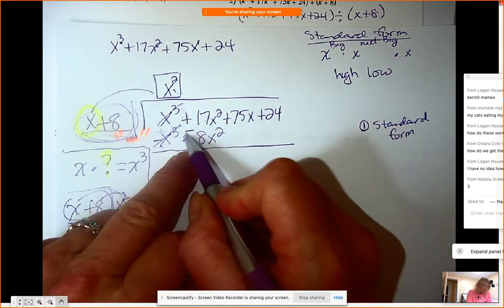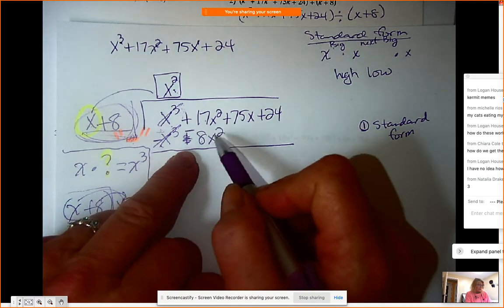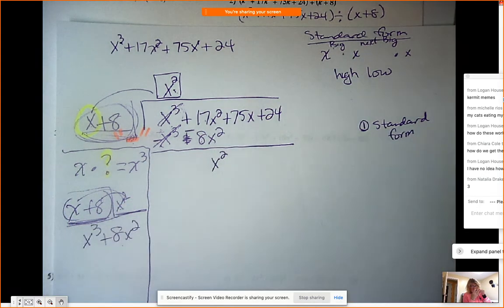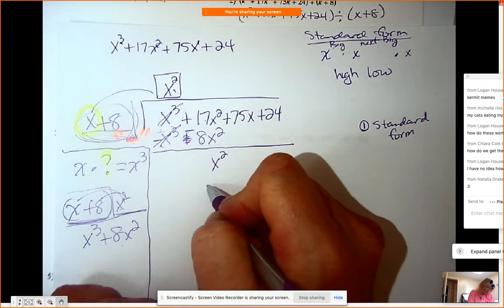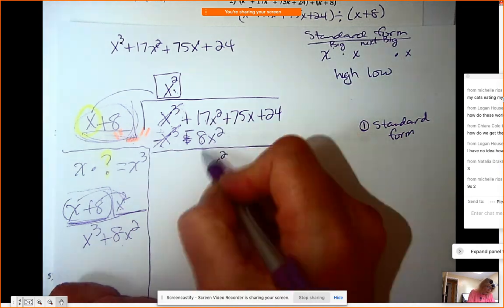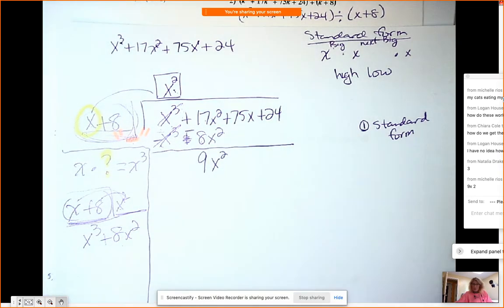17x squared minus 8x squared. What is it? What's 17x squared minus 8x squared? Oh, I got it. Who's got it? Oh, thank you, Michelle. 9x squared.